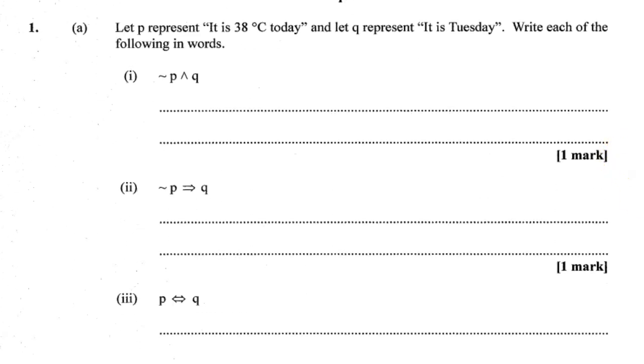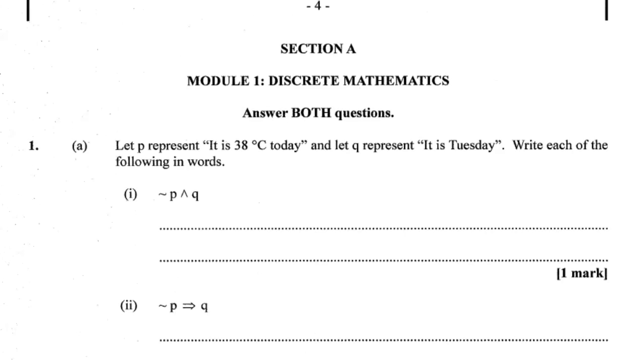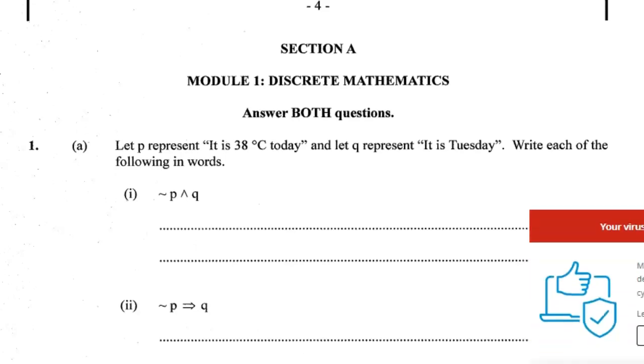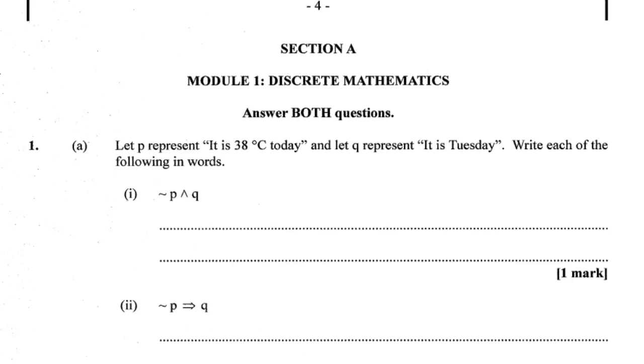Question 1, Section A, Discrete Math. Let P represent the statement, it is 38 degrees Celsius today, and let Q represent the statement, it is Tuesday. Write each of the following in words. So this is not P and Q.